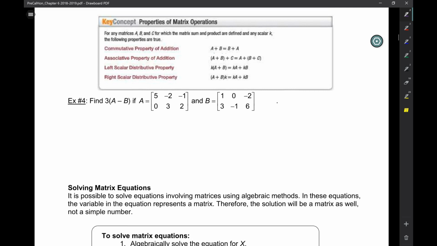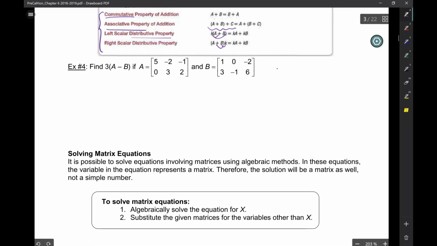Now, the properties that we have used for numbers also work for matrices. The commutative property is the same. The associative property is the same. So if you're going to add 3 matrices, the order in which you add them doesn't matter. The distributive property works the same way from the left and from the right.